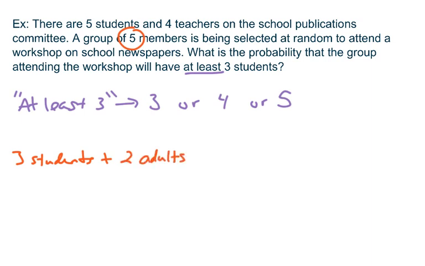Okay? If we're taking 3 students, we have 5 to pick from. Again, this goes back to permutations and combinations, specifically combinations, because the order in which somebody's chosen doesn't matter. As long as you're chosen, you're going. So this is going to be 5C3 for the students, times, because the students we pick don't affect the teachers we pick, we have 4 teachers on the committee. We need to take 2 of them.